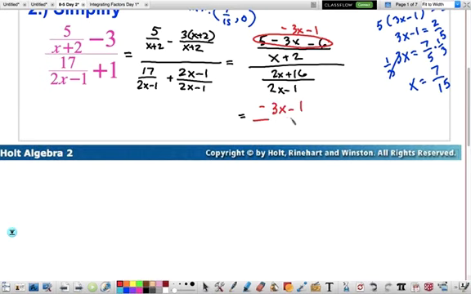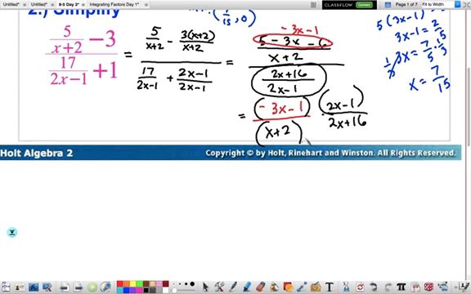Negative 3x minus 1 over x plus 2 multiplied by the reciprocal of this one, times 2x minus 1 over 2x plus 16. Is anything going to cancel? No. This doesn't have a pair. This doesn't have a pair. There's no way to cancel anything. So your final answer you would just write like this in factored form. Right? This is all one fraction. This times this is in the numerator. This times this is in the denominator.